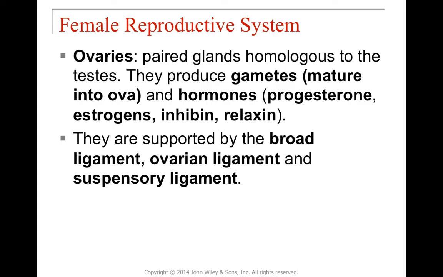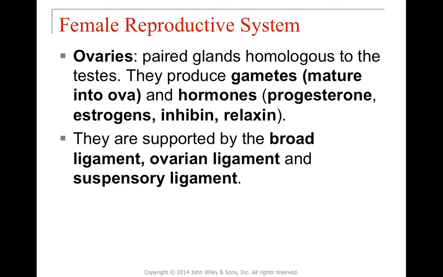So the ovaries are going to be similar to the testes. They're actually homologous to the testes. So that means that in the absence of the male differentiation cues, the same cells that would normally become testes, if they were given the male differentiation cues, in the lack of those cues, become ovaries. So ovaries are paired sex glands. They are homologous to the testes.